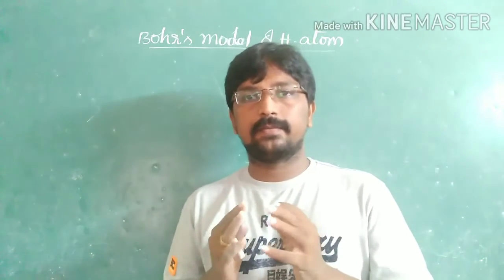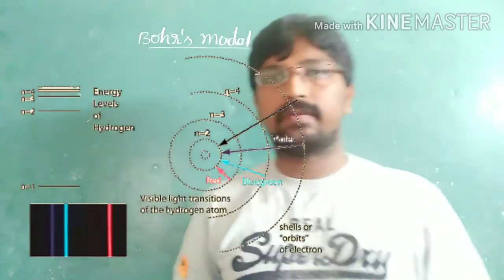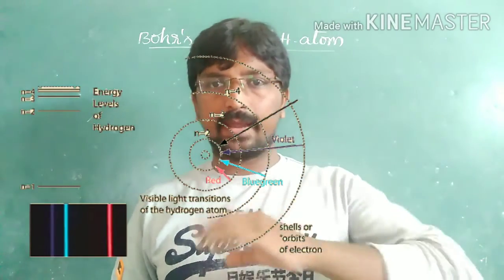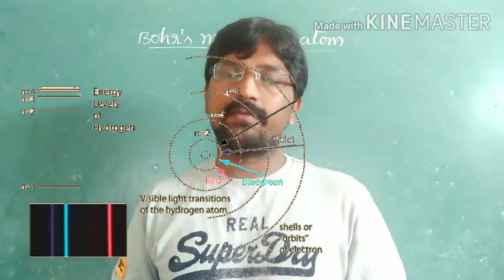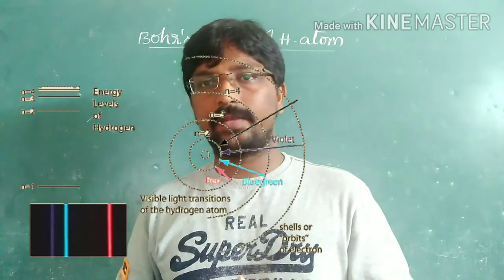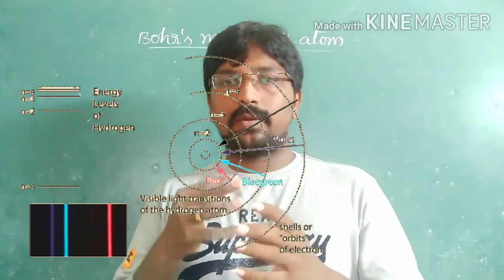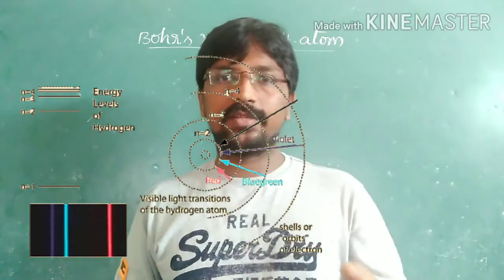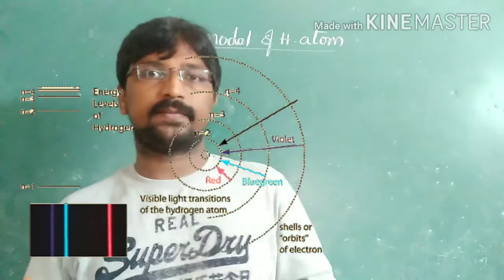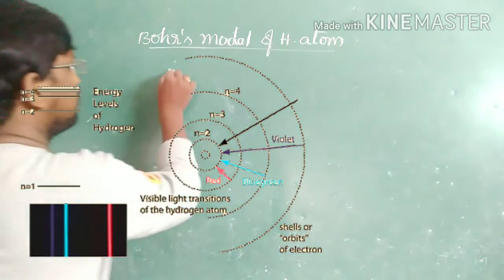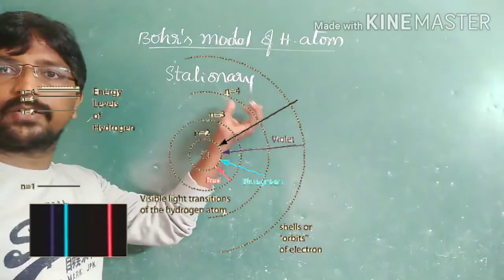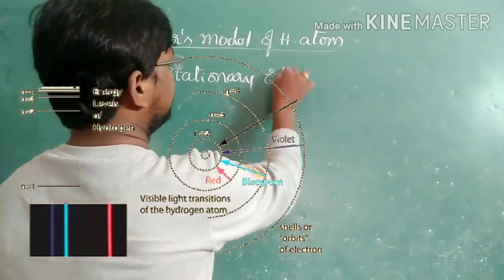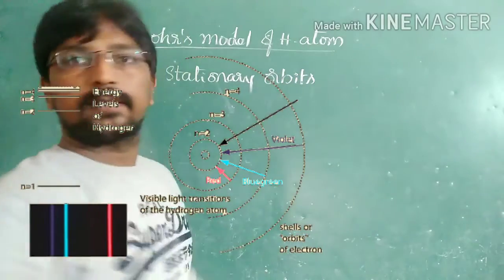According to Niels Bohr, an atom consists of a nucleus, and around the nucleus, in particular paths, the electrons are revolving. These paths are called orbits. As long as the electrons revolve in those particular paths, their energy is fixed. That's why the energy levels are called stationary orbits.